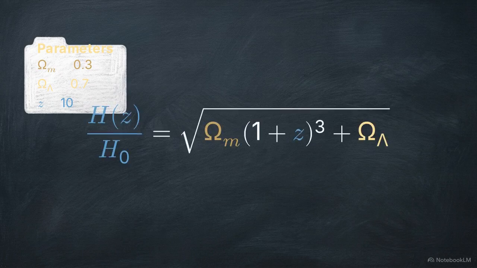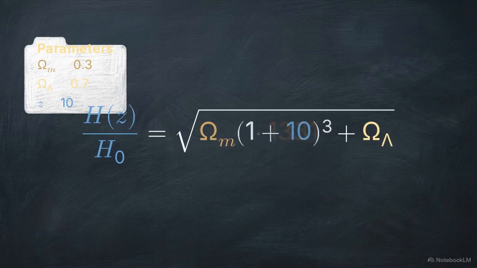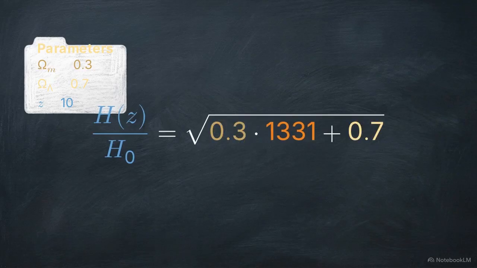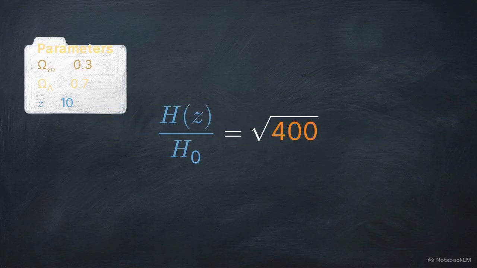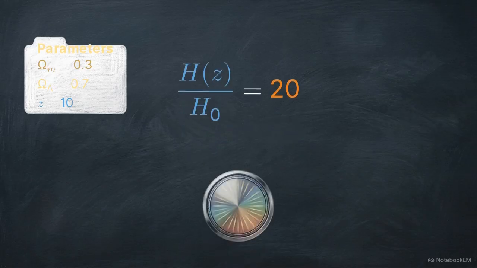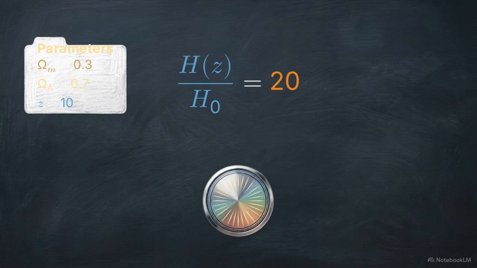This is the Hubble evolution equation, which determines the rate of cosmic expansion at different stages of the universe's history. Substituting a redshift of 10 into the volume expansion component gives us a factor of 1331. Multiplying by our matter density and adding the vacuum energy results in an internal value of approximately 400. The square root of 400 reveals the expansion ratio. At redshift 10, the universe was expanding 20 times faster than it is today.